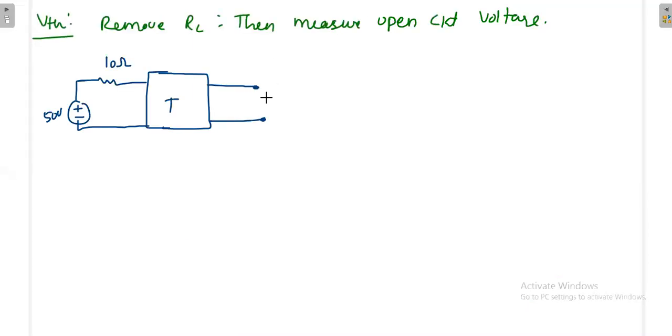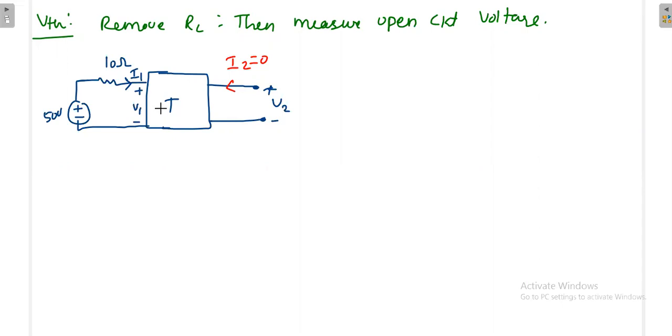But even though I have removed the RL, definitely some voltage will be there. That voltage is definitely V2 because the voltage at this port is V2. Similarly, here the voltage will be V1. Then what is the current entering? That current is I1. But here the current I2 is 0 because you have open circuited the load. So the current here is 0. Now V2 we know, I2 is 0, and then I1, V1 is there.